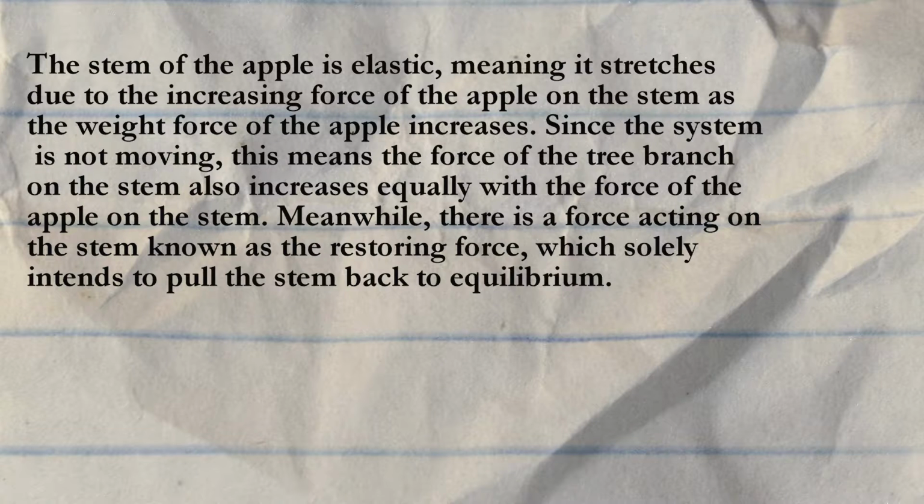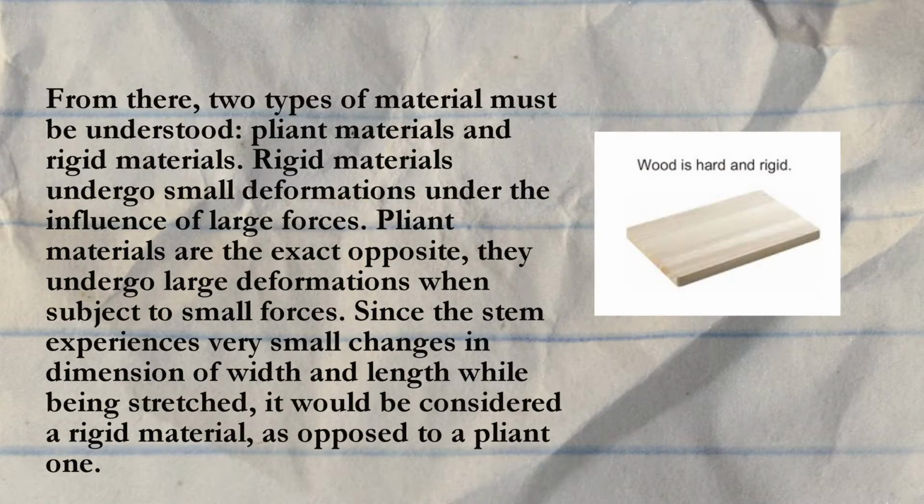The stem of the apple is elastic, meaning it stretches due to the increasing force of the apple on the stem as the weight force of the apple increases. Since the system is not moving, this means the force of the tree branch on the stem also increases equally with the force of the apple on the stem. Meanwhile, there is a force acting on the stem known as the restoring force, which solely intends to pull the stem back to equilibrium. From there, two types of material must be understood: pliant materials and rigid materials.